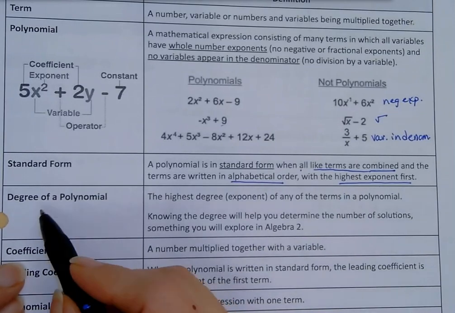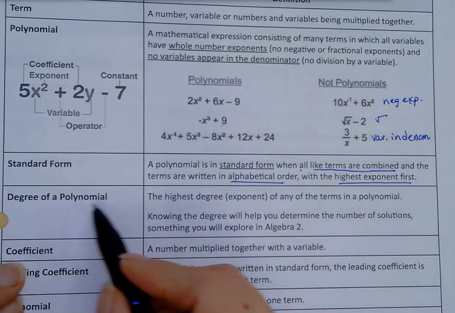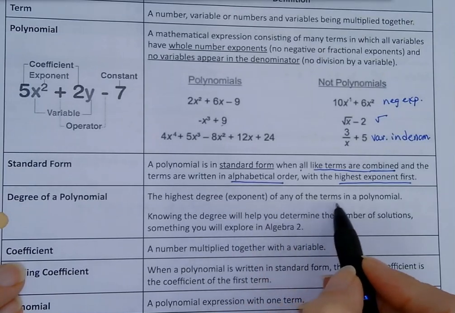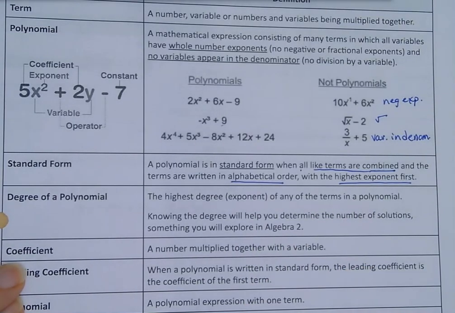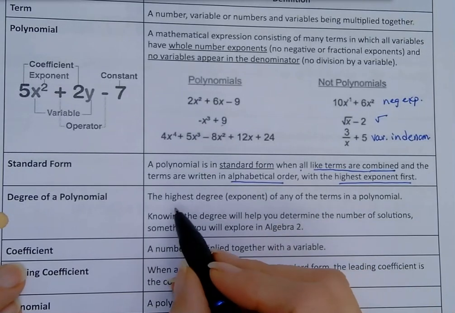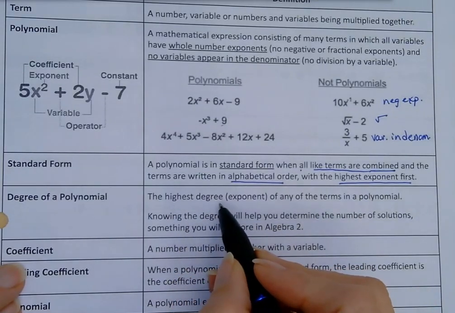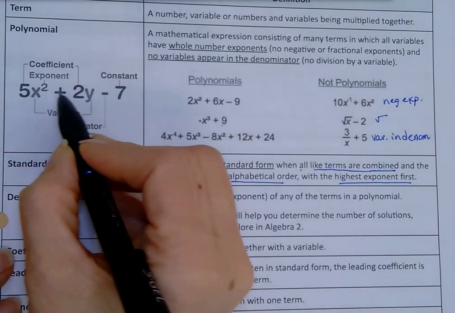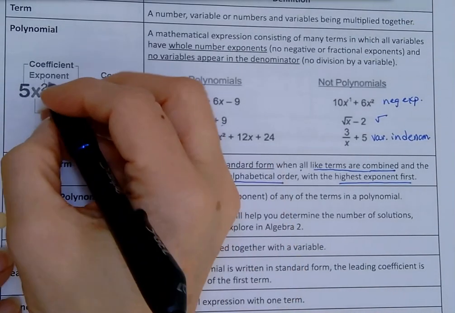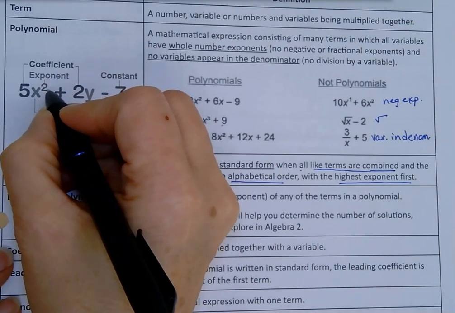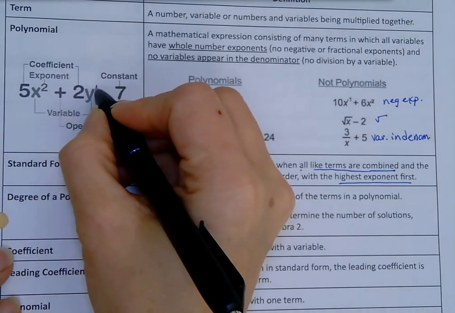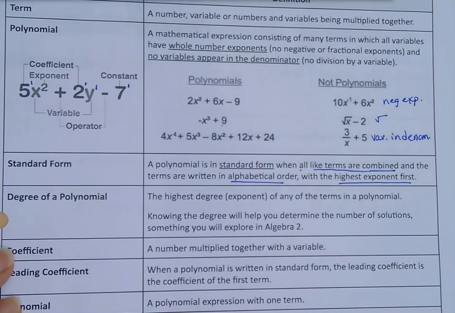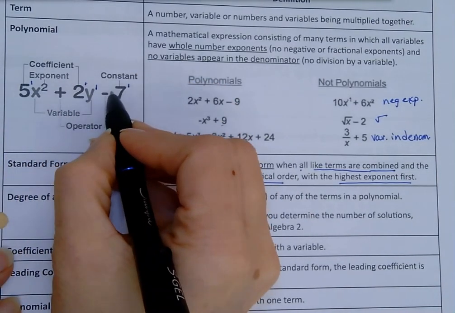Okay, degree of a polynomial. The highest degree or exponent of any one of the terms is your degree. Okay, so I'm just going to look at all of my terms and I'm going to look for the highest exponent that I can see. So up here, for example, 5x squared plus 2y minus 7. This has an exponent of 2. This has an exponent of 1. And of course, all of my constants just have an invisible exponent of 1, right? So the degree of this guy would be 2.